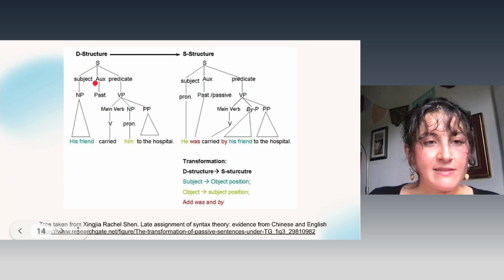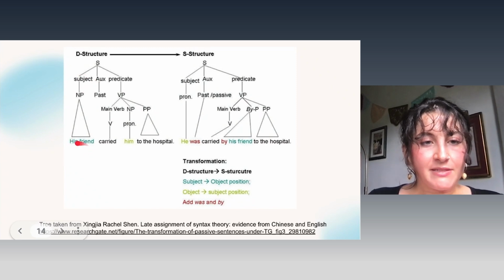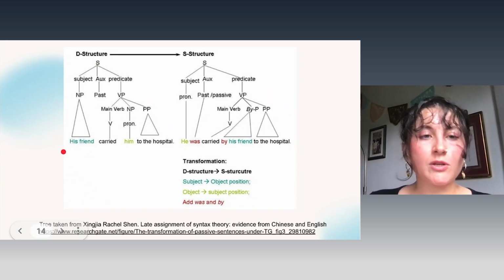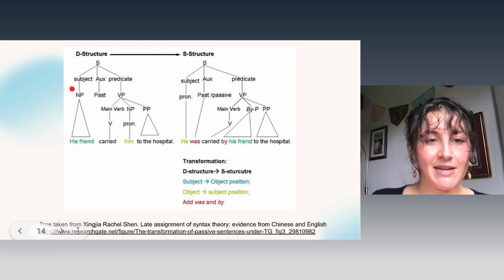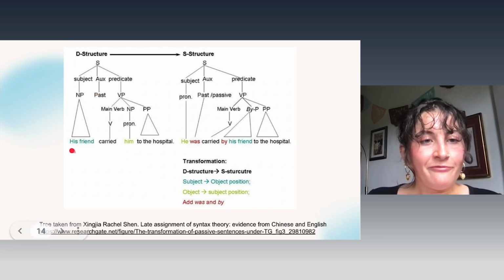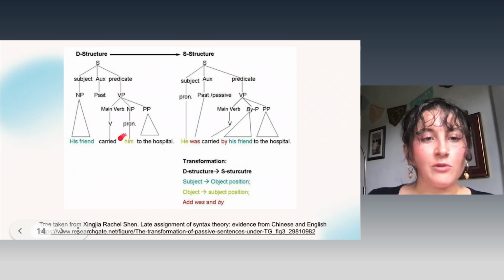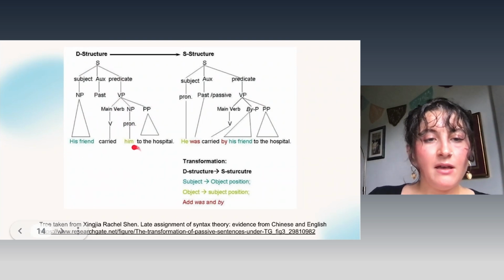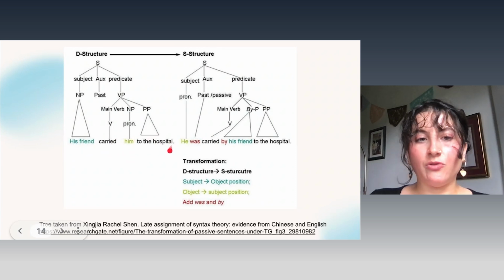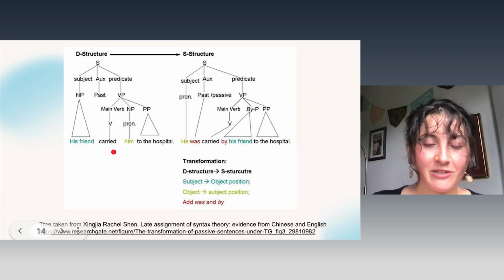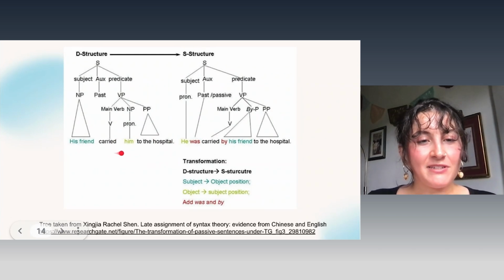So again, this tree is saying the subject is his friend. If you remember back from school when you probably learned about grammar, you learned about subject and predicate. So his friend is the subject. And then within the predicate, we have what's called the object. So that would be him. So his friend carried him. And you can also omit to the hospital. That's kind of something else we don't need to worry about. So his friend carried him.